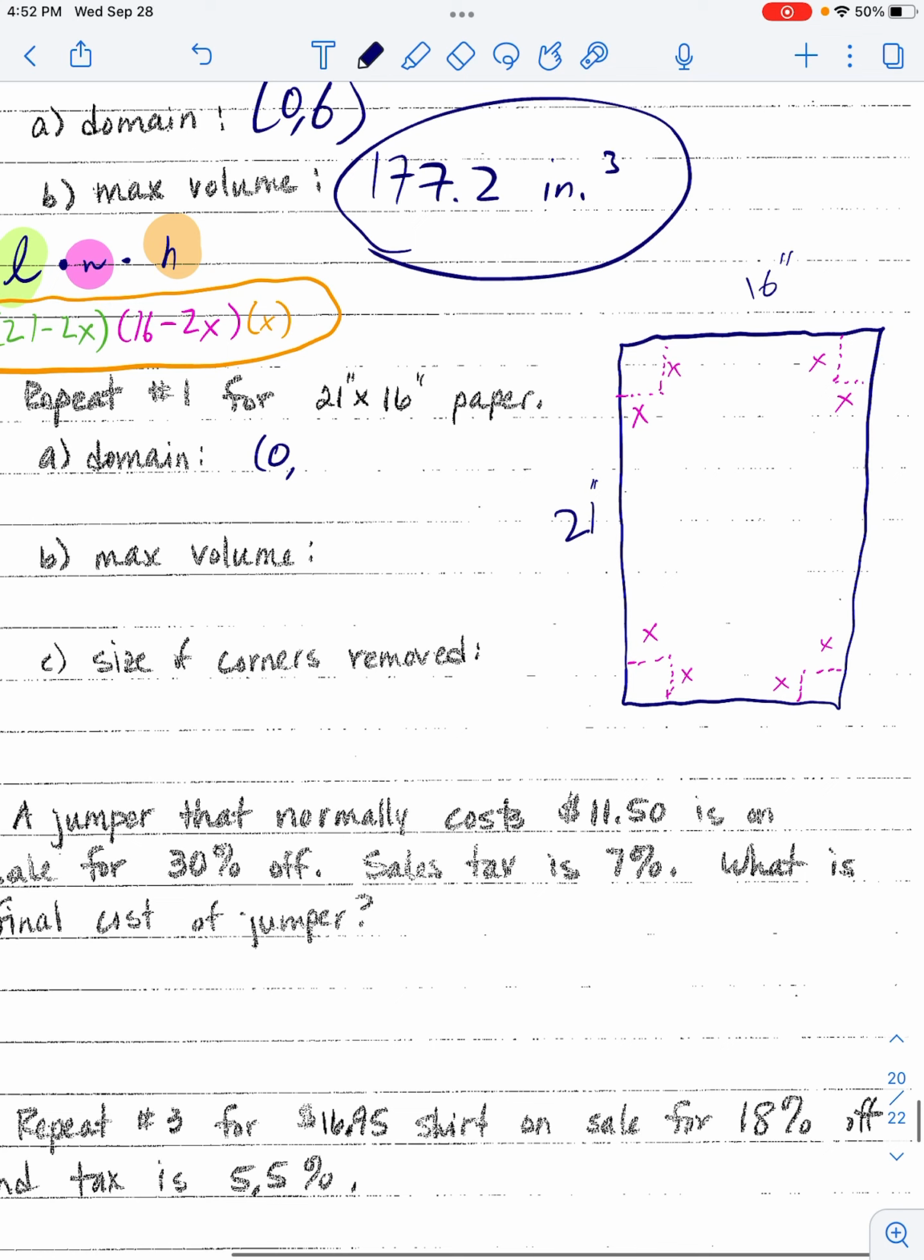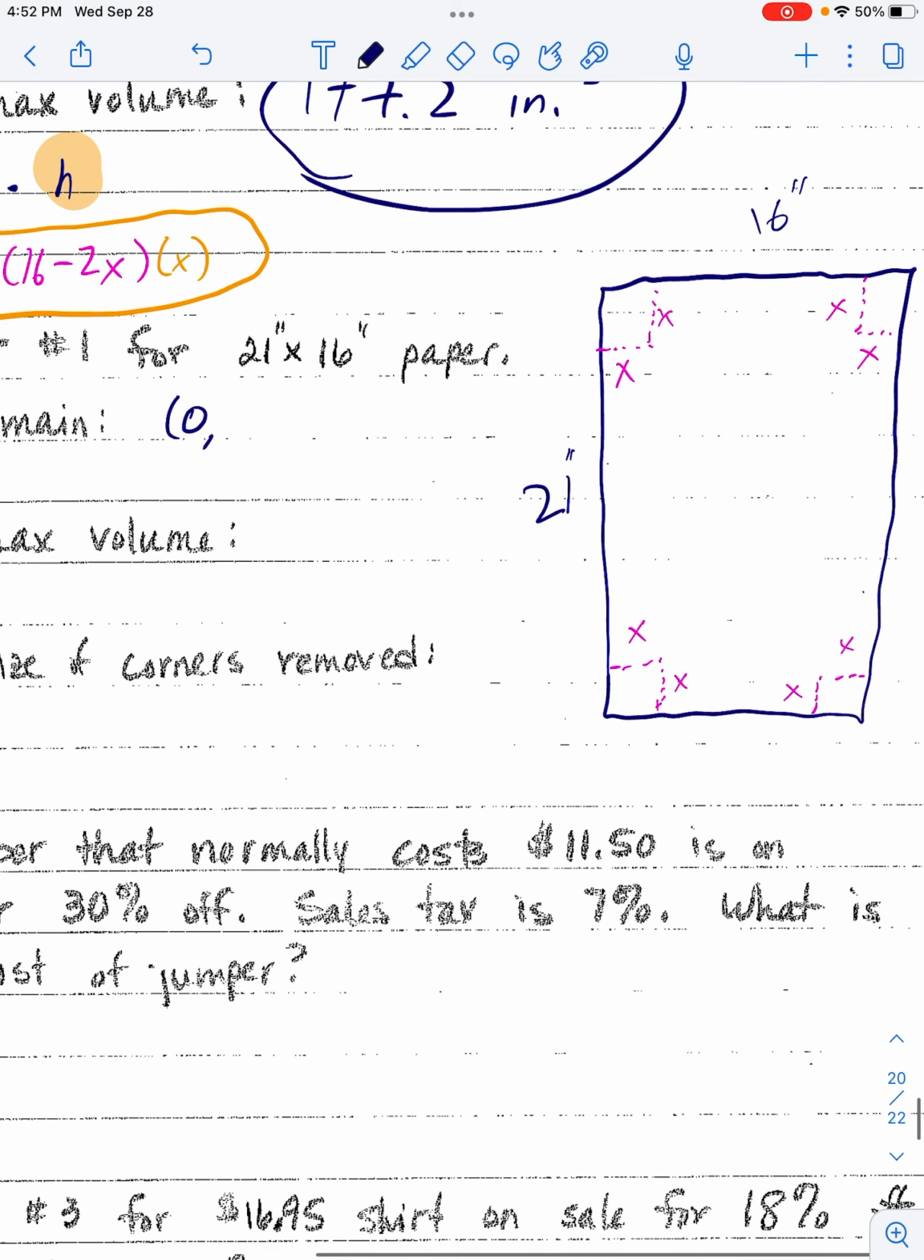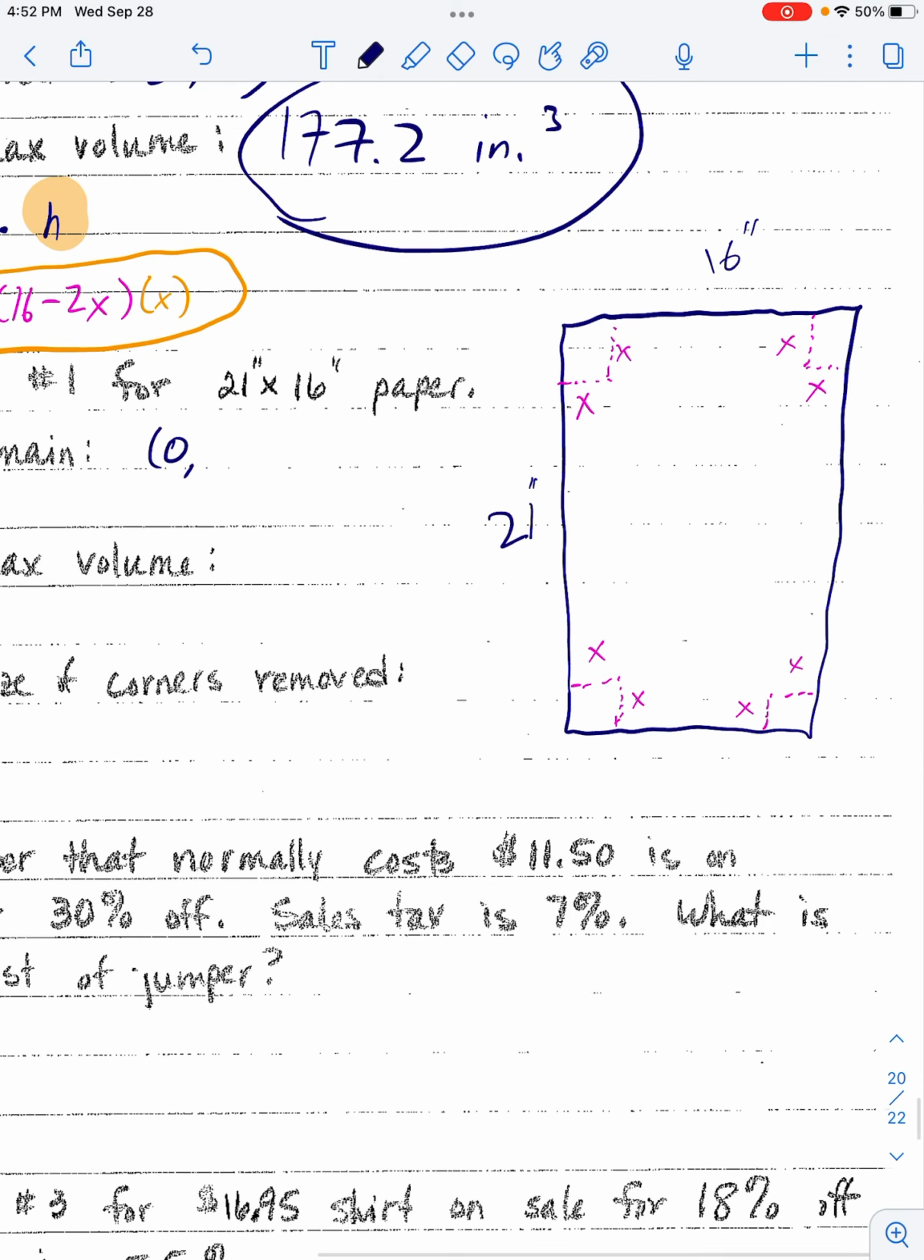And then the farthest I can cut into my box is 8 inches. I can't cut 8 inches either. What we did here is we took the shorter dimension of our box, 16, and divided it by 2, and that became the upper bound for our domain. If my cut becomes 8 inches or greater, I don't have squares here anymore.